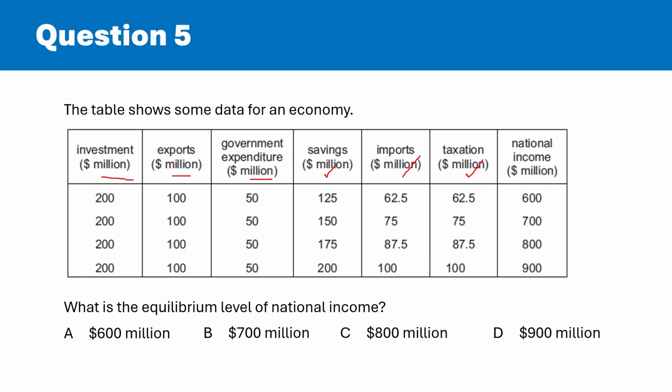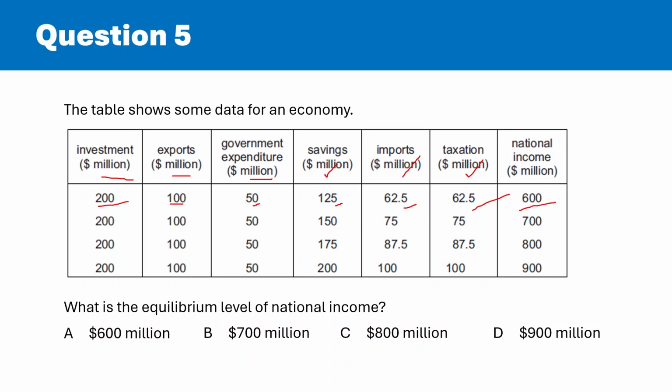Now let's check. At 600 national income, what are your total injections? So you will add 200 plus 100 plus 50, which is 350. Now if you see, 350 is for each level. Yes, now we have to look at withdrawals. At 600 million, your withdrawals are 125 plus 62.5 plus 62.5, which is just 250. It means injections are 350, but withdrawals are 250. It means this is not an equilibrium national income level.